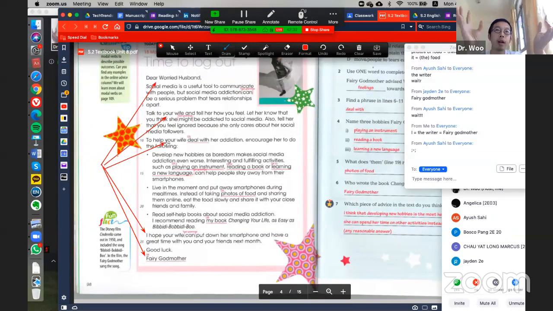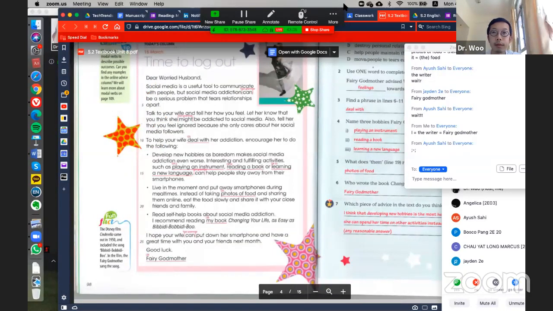So we see that there are two parties here. Worried husband has the letter, is reading it. That's you in this letter. And fairy godmother is the writer, sent it to worried husband. Fairy godmother is I in the letter. So you can usually find the you, the receiver, at the beginning of a letter. You can usually find I, or the writer of the letter, at the end of the letter. Okay.